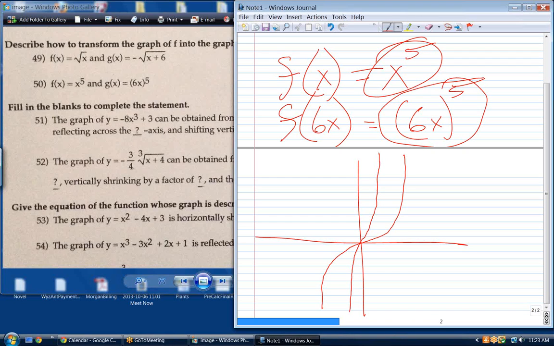Shrink by a factor of 6 doesn't really make any sense, because when you say a factor of 6, that sounds like a stretch. So to shrink something, it does have to be a number between 0 and 1. So my apologies. That is a shrink by a factor of 1/6.